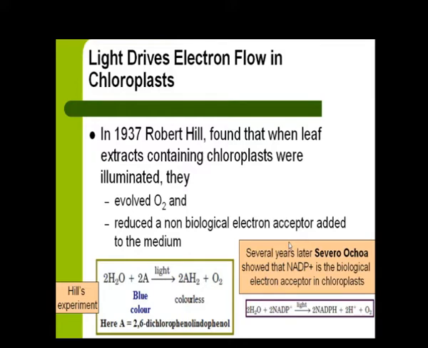When he provided light to these isolated chloroplasts, he observed that oxygen was evolved and the blue color was converted and became colorless. That means there is some compound, this compound he added is not a natural compound, but with this he could deduce that there is some compound naturally present which accepts electrons. Later on it was found by Severo Ochoa that NADP is the naturally present electron acceptor.